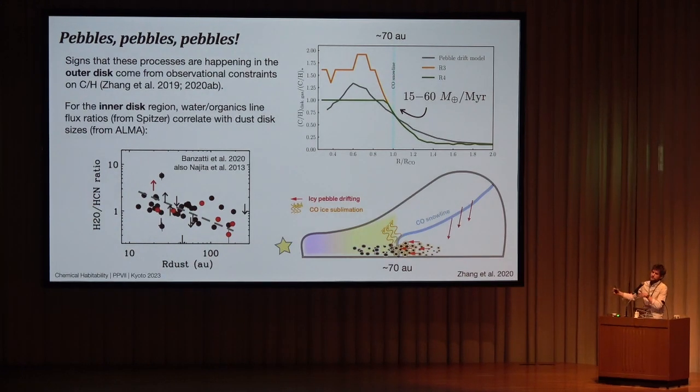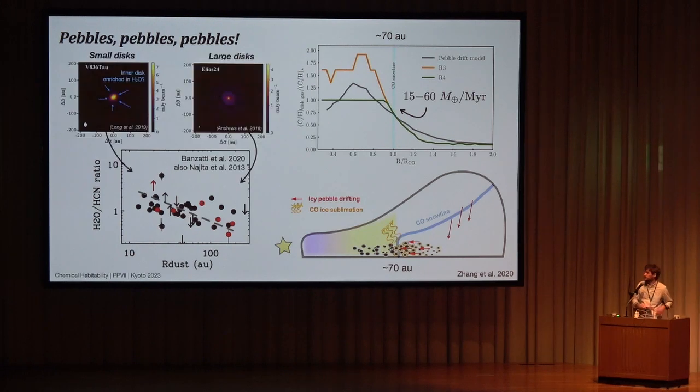If the pebbles can keep drifting, at some point they will hit the water snow line, and if they can go through that, they will evaporate and potentially bring water into the inner disk. So here, every point is a disk, looking at a larger sample of disks, and we seem to see that the chemistry in the inner disk, as traced by this Spitzer line flux ratio, responds to the size of the pebble dust disk. Yeah, so a story could be that small disks on the left are more water-rich in the inner parts because they have seen this pervasive pebble drift.